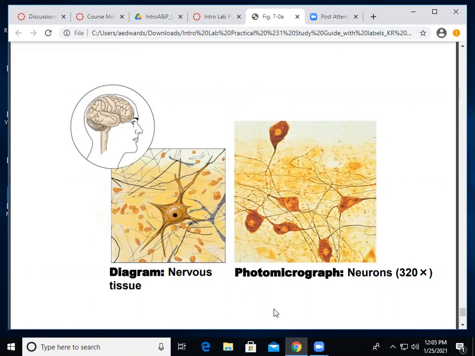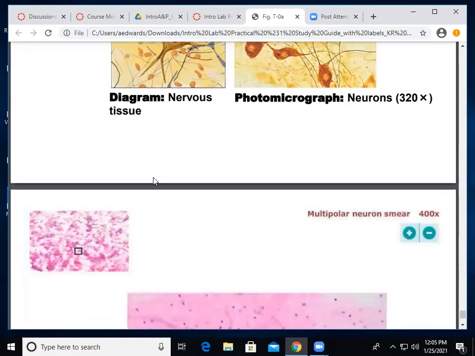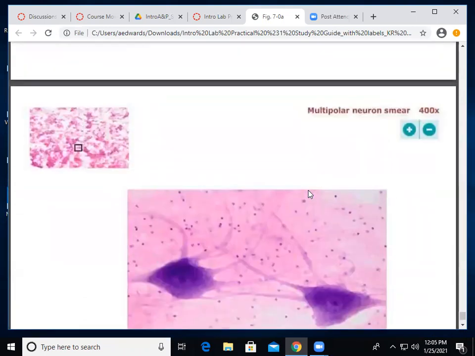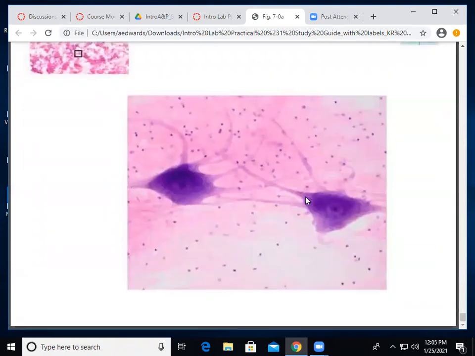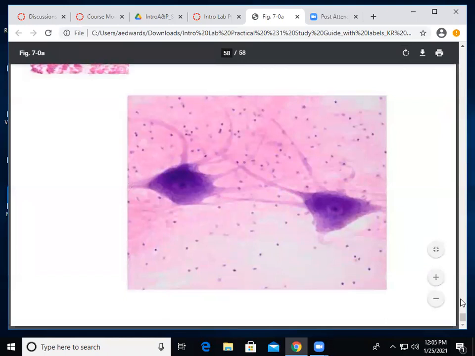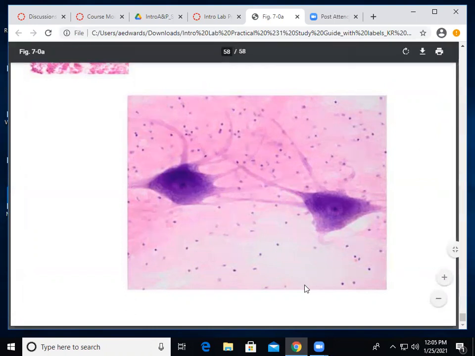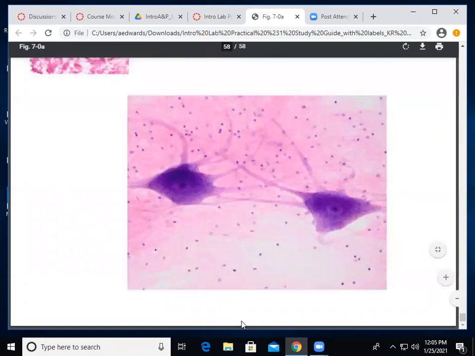So you see that, you know you're looking at nervous tissue. Does this look like muscle tissue? Does this look like epithelial tissue? Does this look like connective tissue? So they should all look kind of different. Another view here of the neurons. So know it's nervous tissue. So that is what you need to know about tissues.